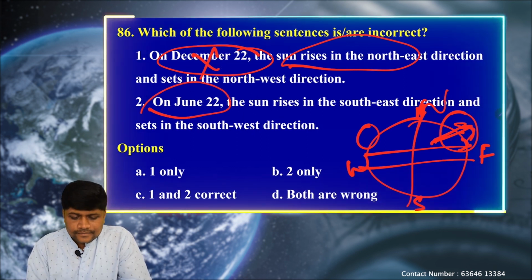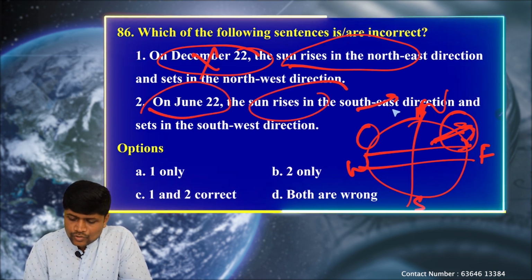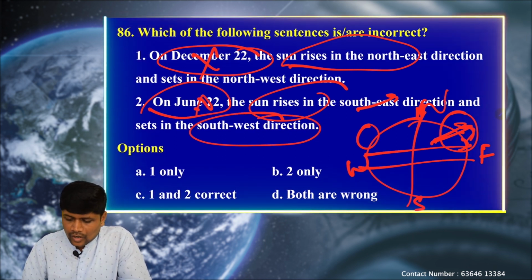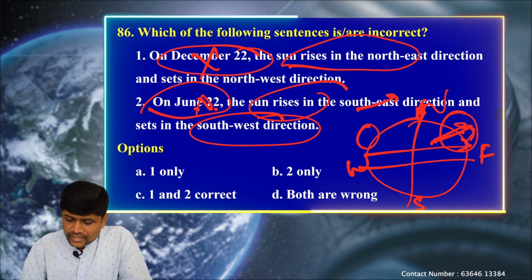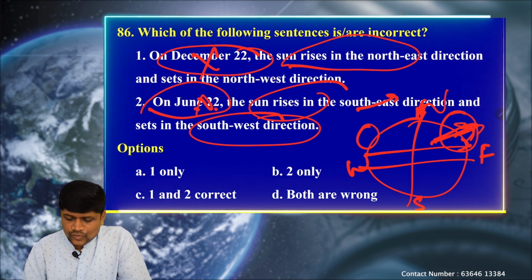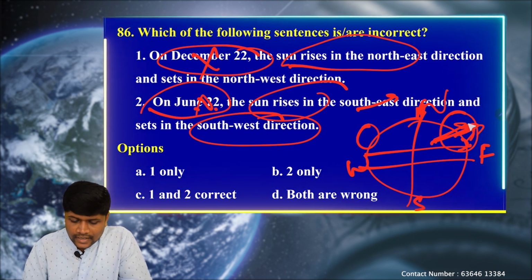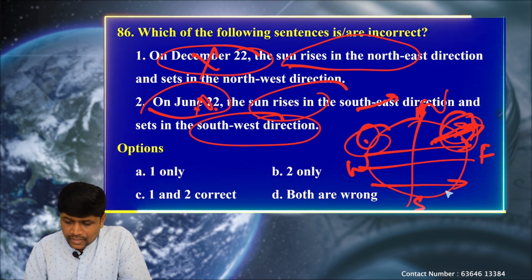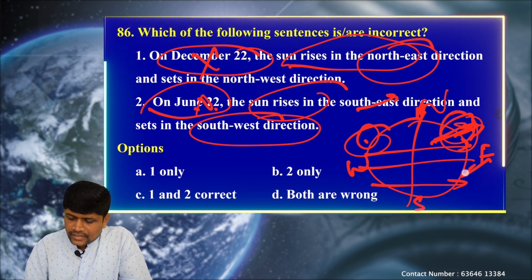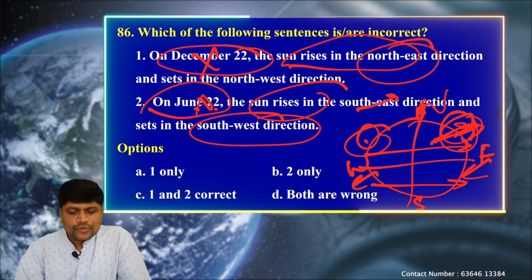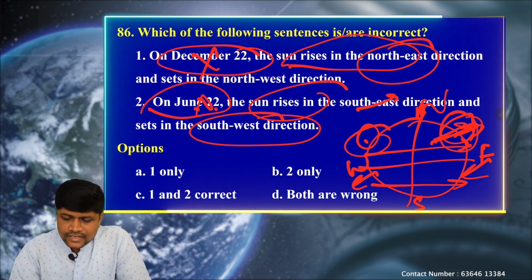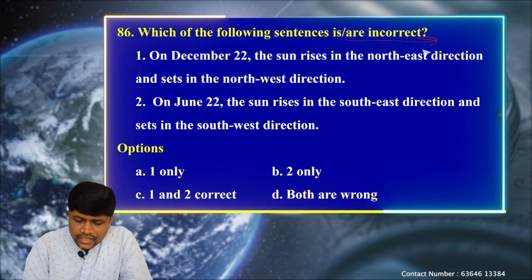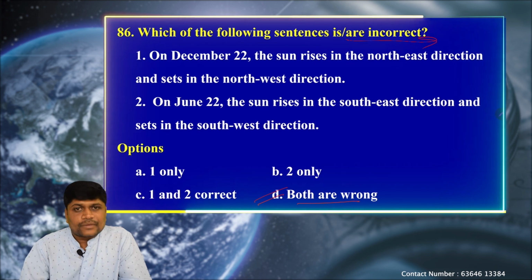On June 22nd, the sun rises in the southeast direction and sets in the southwest direction. This also becomes wrong because on June 22nd, the sun will be here, so it will rise in the northeast direction and set in the northwest direction. On December 22nd, the sun will be rising in the southeast and setting in the southwest. So the statements are interchanged. That's why it becomes a wrong statement. Okay, so which are incorrect? Both are wrong statements.